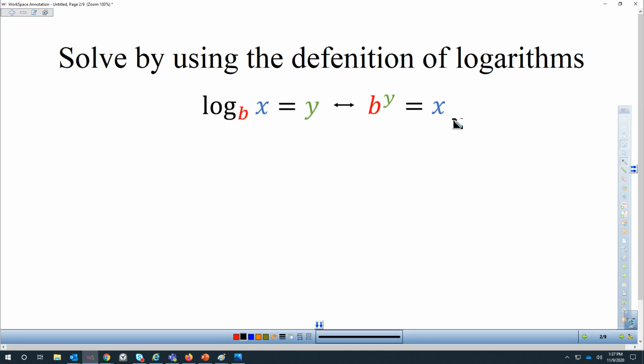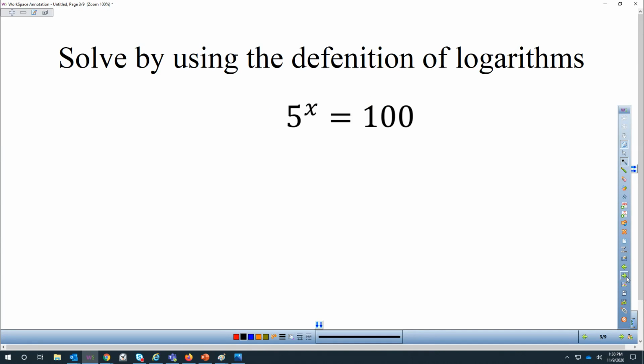This idea that these equations are equivalent is useful when we're solving equations that look like either of these, because we can rewrite them in the other form, and that helps us solve for x. So here's our first example. We have 5 to the x equals 100, and we want to know what x is. In other words, how many times do we multiply by 5 to get 100?